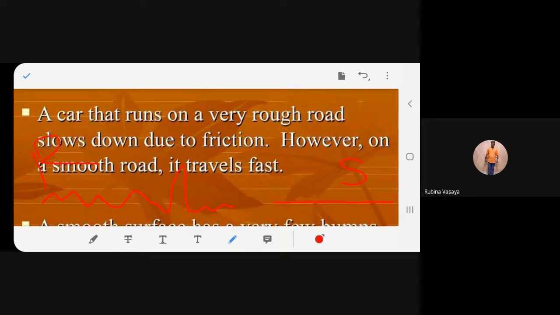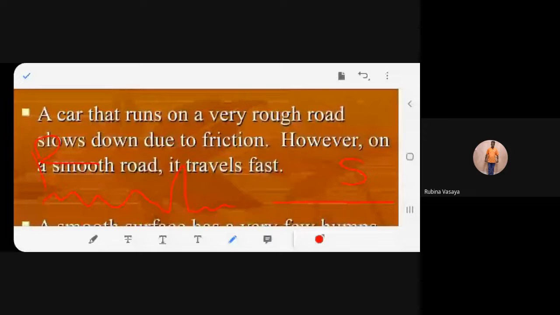So more friction on the rough road. So obviously the car cannot move fast because it is all uneven. The road goes down, then it goes up. Then there's a small hill, so it is going high. Then there's a ditch, a puddle with water. Hope you understand what I'm trying to say. So it's all uneven. So obviously your car has to be slowed down because you won't be able to balance your car. It may overturn. Whereas on a smooth road, the friction is less.